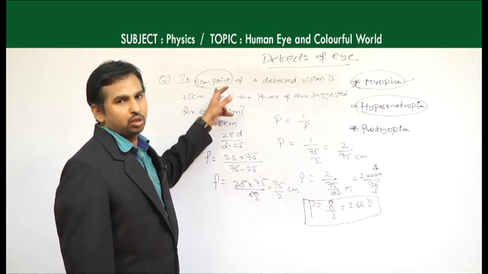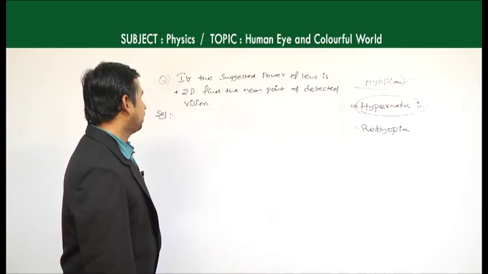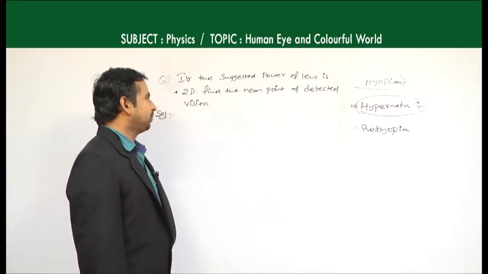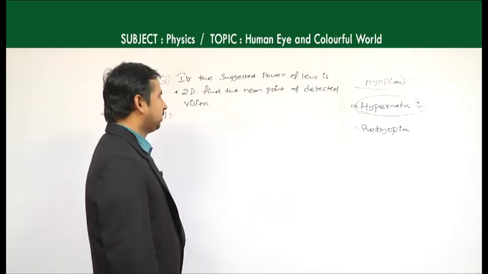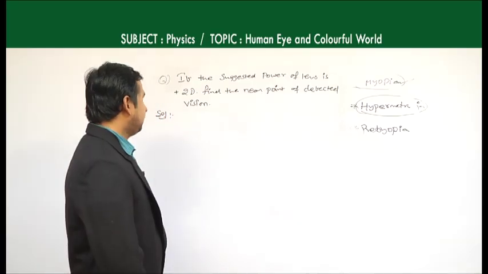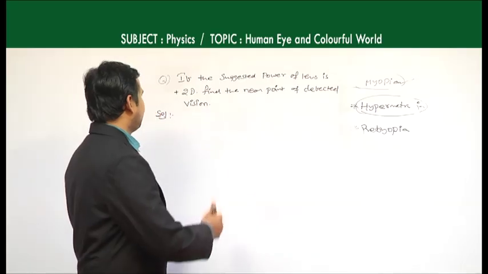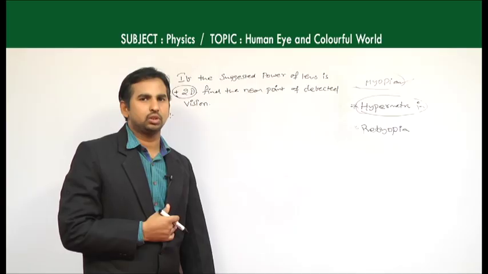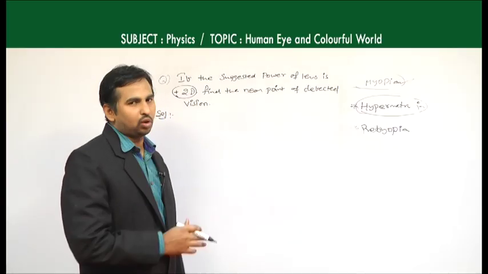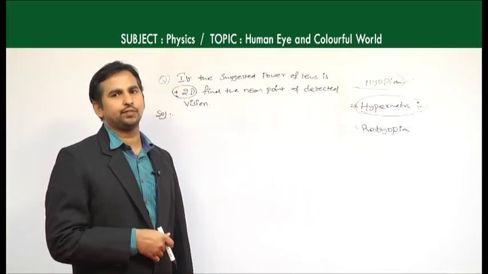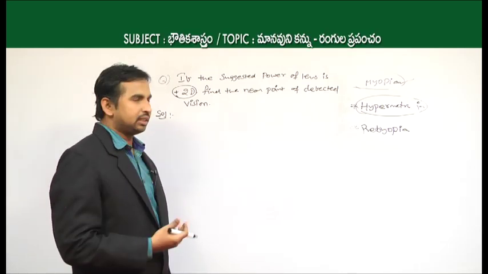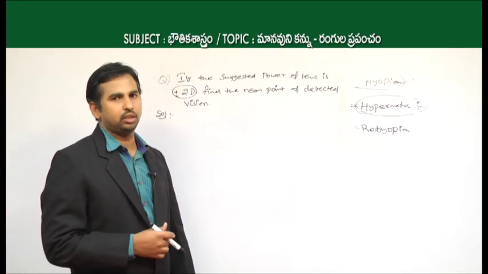we can find the near point also. Here one more numerical we have: if the suggested power of the lens is plus 2D, then find the near point of the defective vision. Actually, the power is given as plus 2D. So, positive represents a convex lens. That convex lens we use only for the case of long sightedness, that is the first conclusion we have to get, and the power is given as 2D.